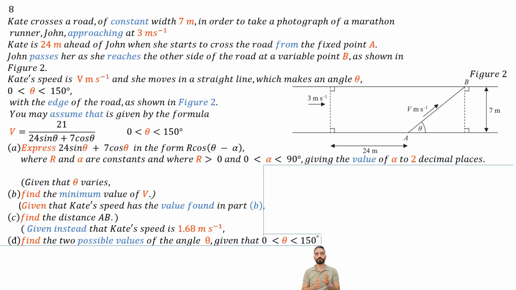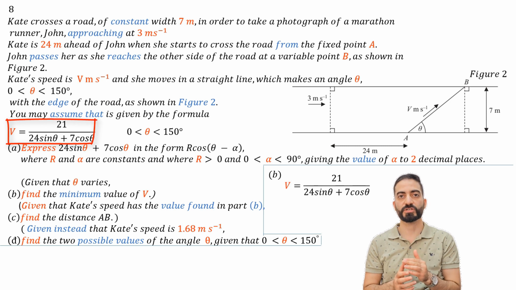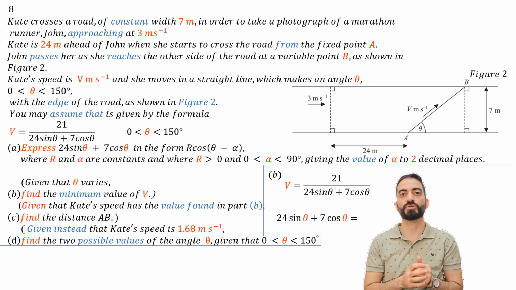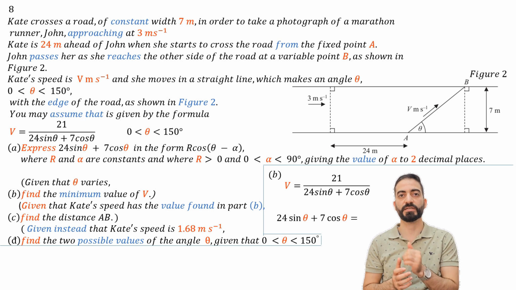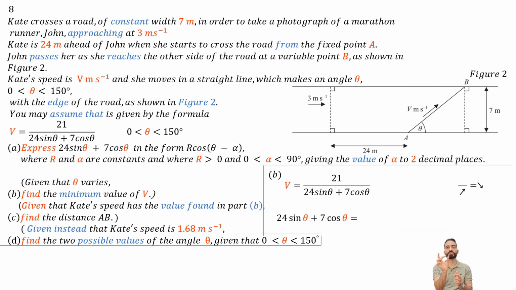We now move to part B. Given that theta varies, find the minimum value of v. As we see that v is in the form of a fraction, in order to obtain the minimum value of v, we must obtain the largest number in the denominator, which is 24 sine theta plus 7 cosine theta. Because the larger the denominator, the smaller the result becomes.